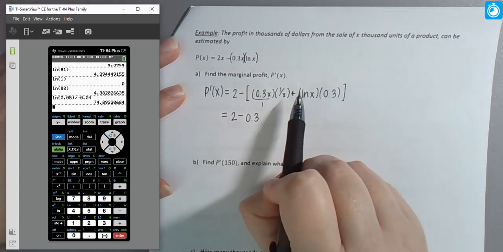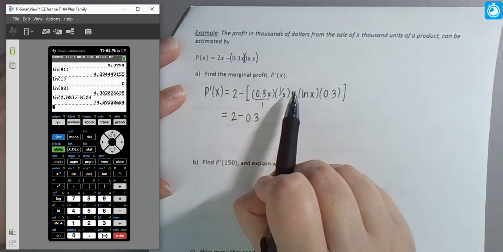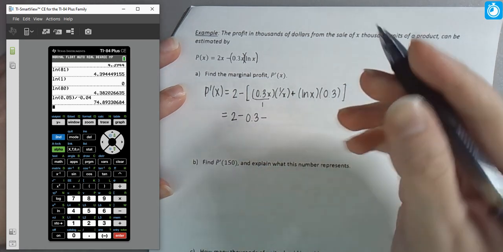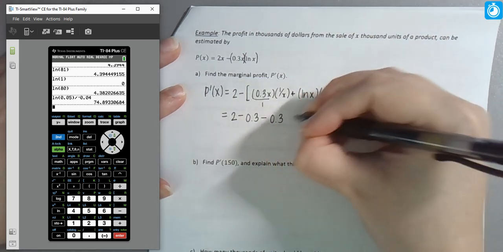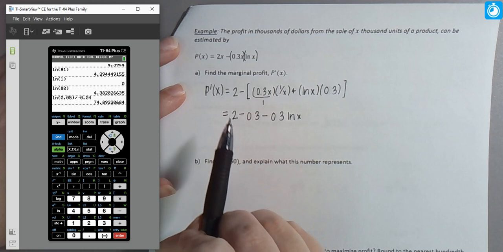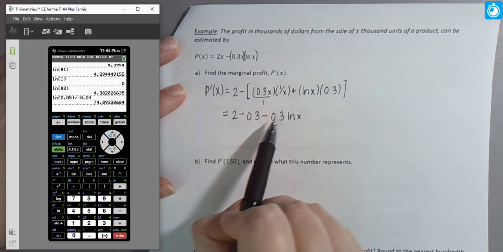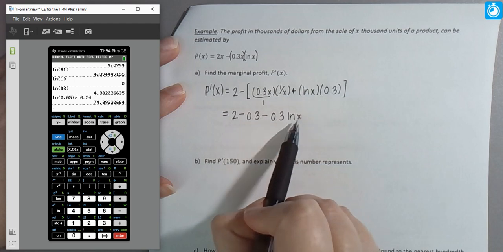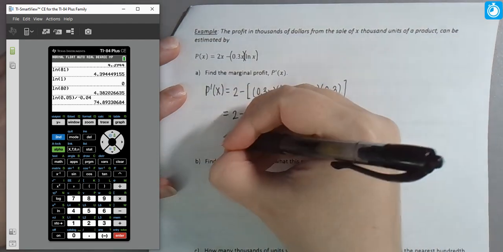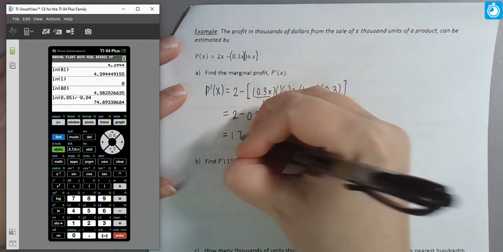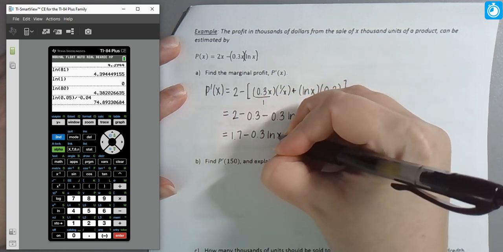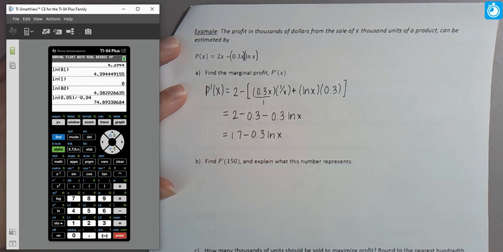0.3. And then for this next term, remember the subtraction distributes, and then it's just a 0.3, that's the coefficient for natural log of x. So minus 0.3 times the natural log of x. So notice now we have two constants that can combine. This 0.3 is now a coefficient, so this is not a like term with these two. So 2 minus 0.3 is going to give us 1.7. So 1.7 minus 0.3 times the natural log of x.